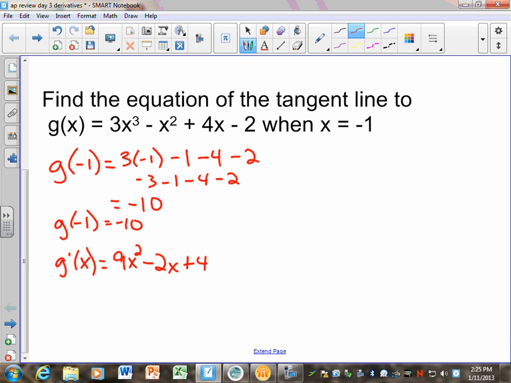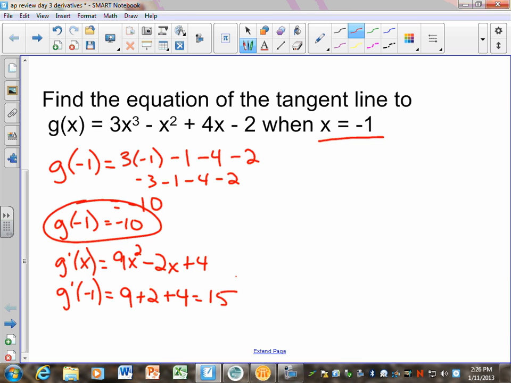And I'm trying to find the derivative when x equals negative 1. So I'm going to plug in negative 1 into my derivative, and I would get 9 plus 2 plus 4, or I think that's 15. So now I have my point, and I have my slope, so I'm just going to write my equation.